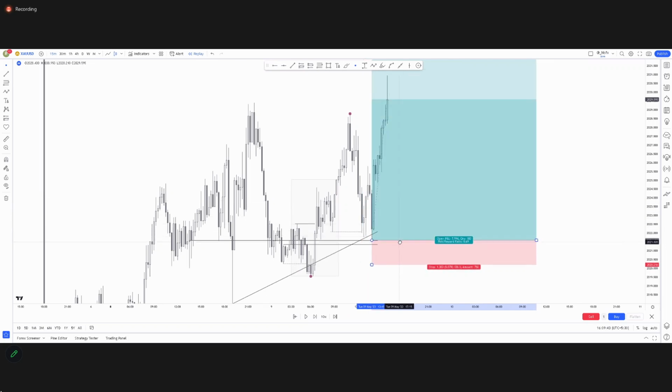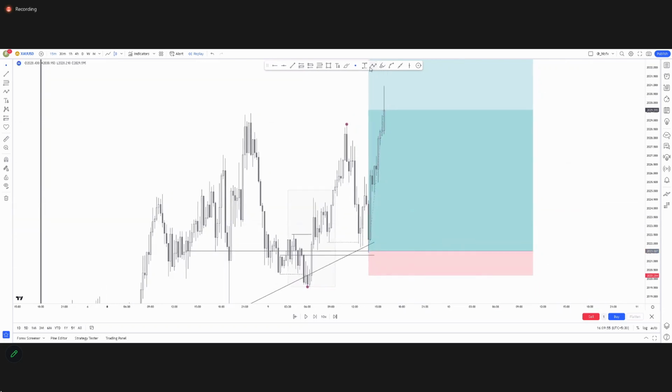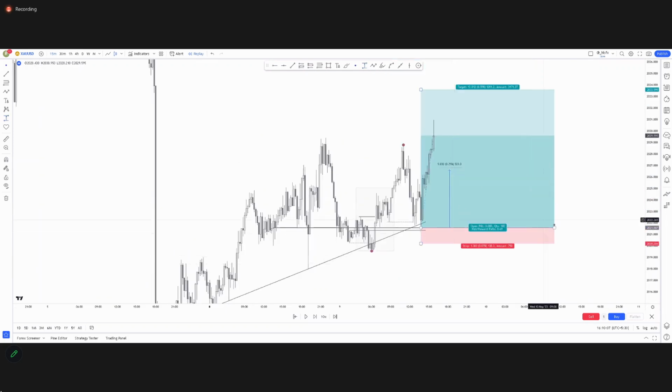So to avoid such a situation, I have two types of break even. You can use any one of them. The first one is you can break even your trade immediately after you get a quick rejection, or you can break even your trade once the price has moved 50 pips. That is 50 pips, it's here. Once price moves 50 pips, break even your trade.